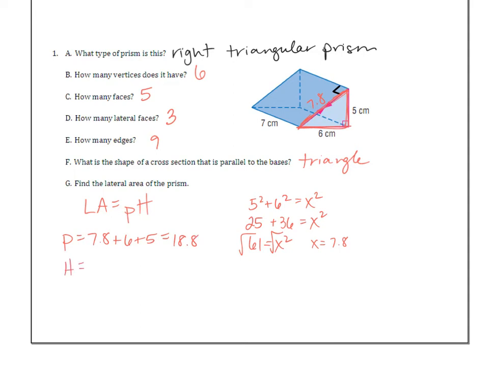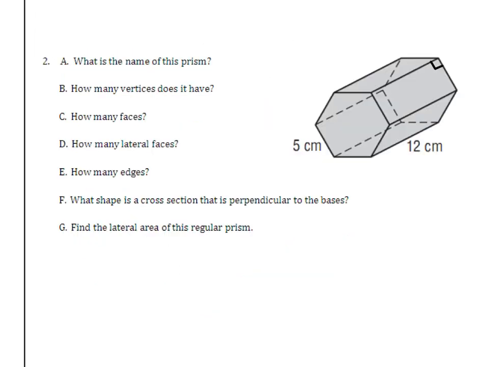Next, what is the height of this object? Well, this prism is laying on its side, so the height is actually the 7. The 7 is the distance between the 2 bases. So the height is 7 centimeters. So now we can find lateral area. Lateral area is PH, so it's 18.8 times 7, which is 131.7 centimeters squared.